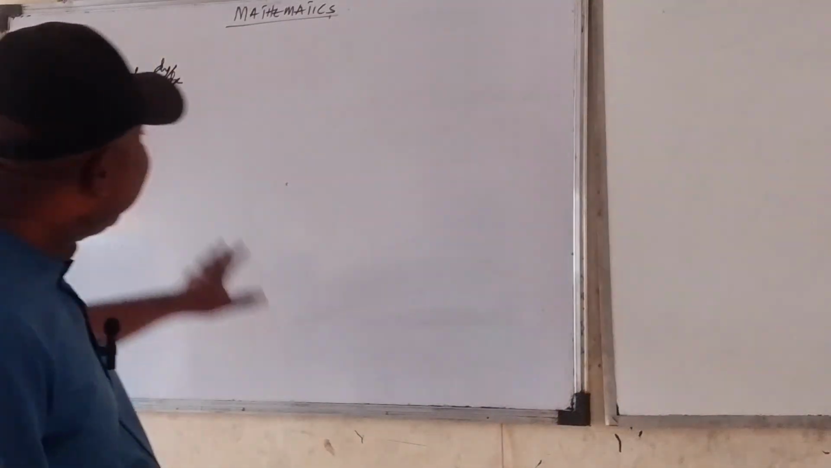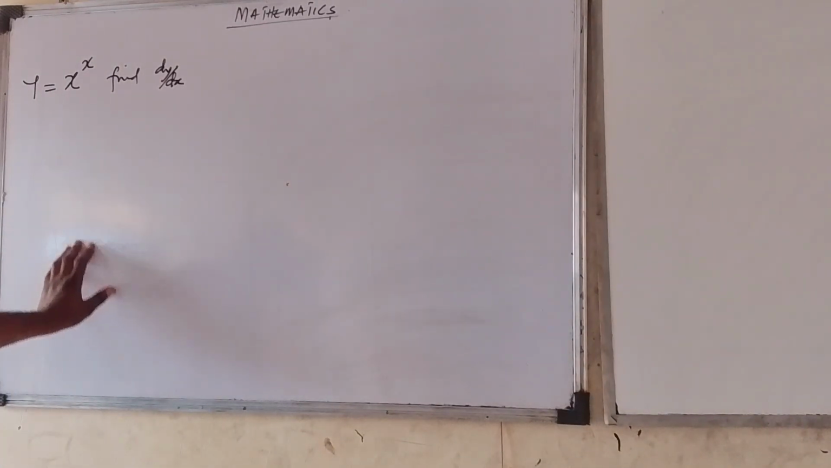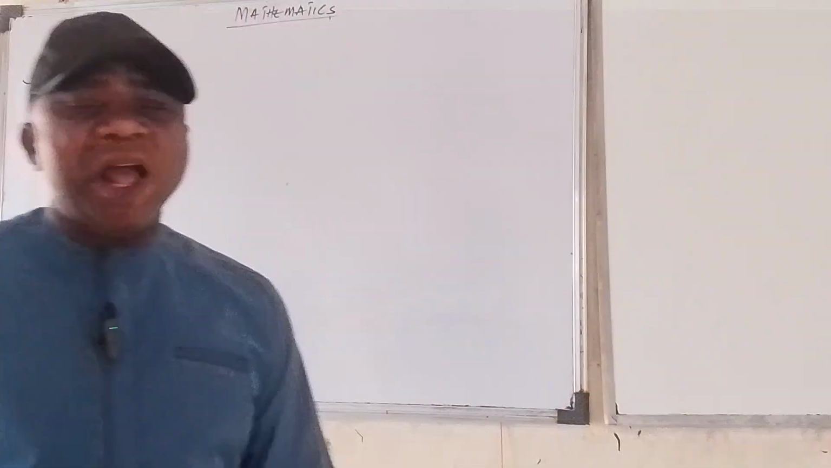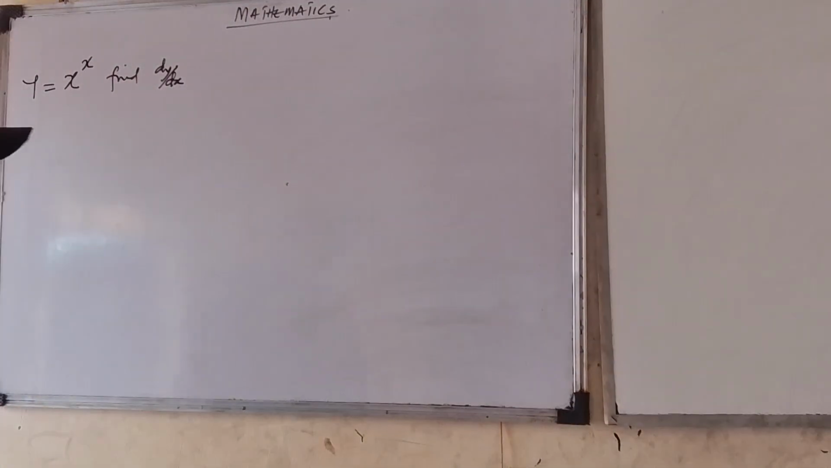Today, we are going to be looking at the derivative of x raised to the power of x. We're given y equal to x power x, and we're asked to find dy over dx.